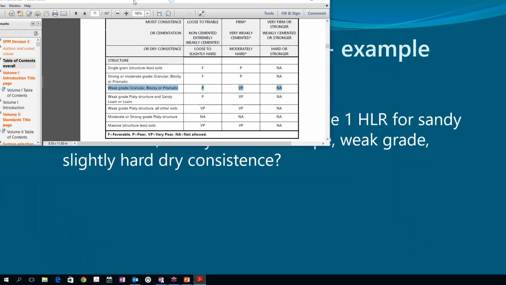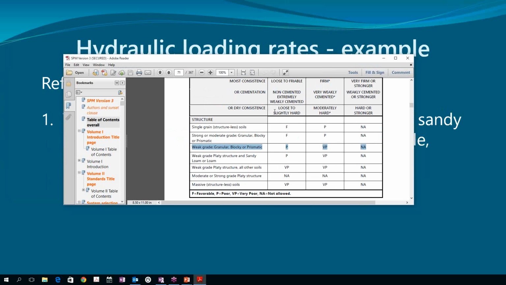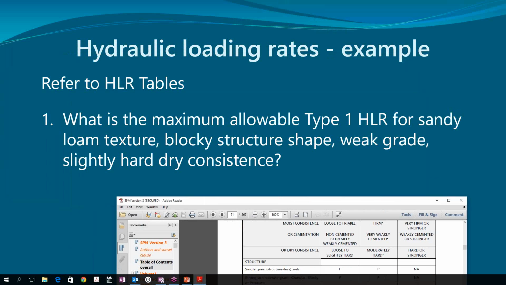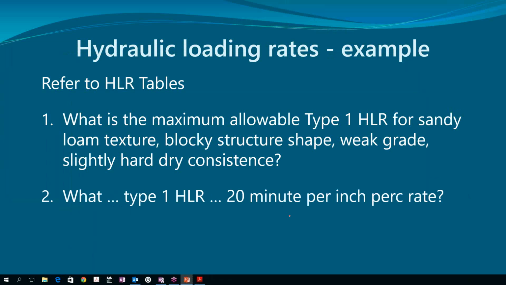Okay, what else have we got? It says it's weak grade and slightly hard consistence, which puts us there. So the answer is P, poor. Everybody happy? So the next question then gives us the two-pronged approach, right?